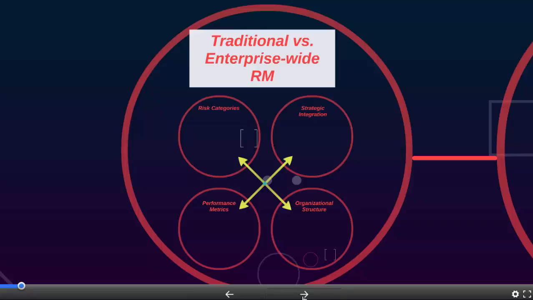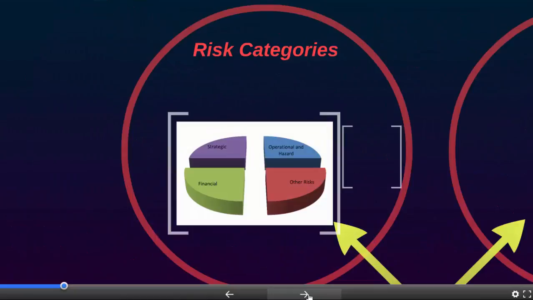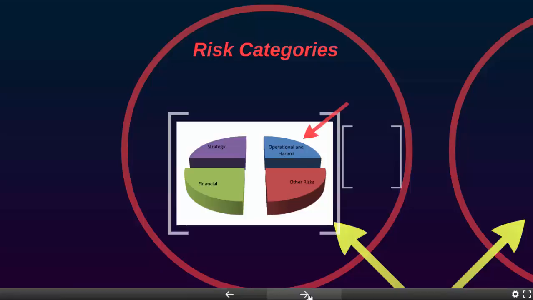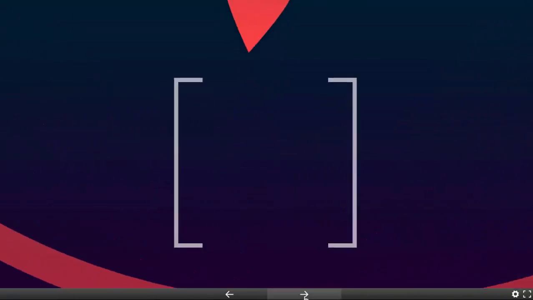So let's begin with a look at risk categories. These look very much like the 4 quadrants of risk we discussed in Chapter 1. Operational and hazard risk are lumped into one category. This is the focus of traditional risk management, whereas the focus of enterprise-wide risk management is the entire pie. Let's break down these characteristics a little more.